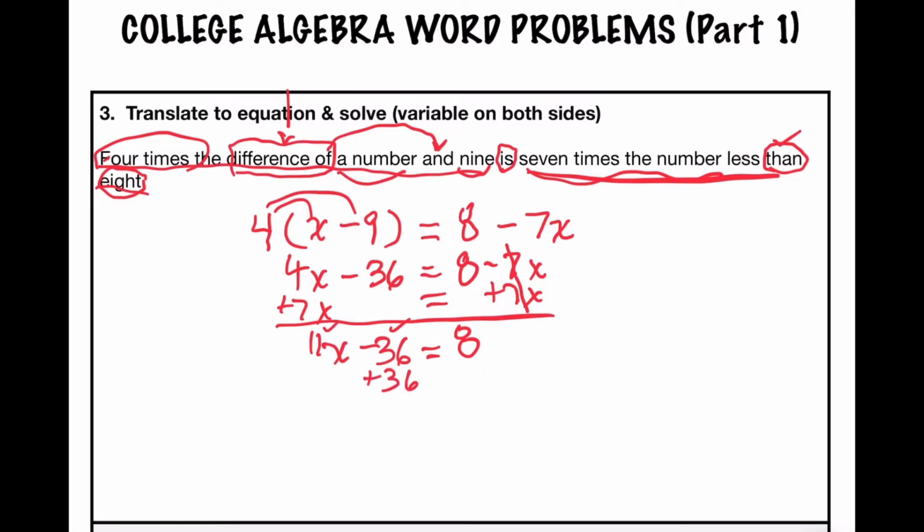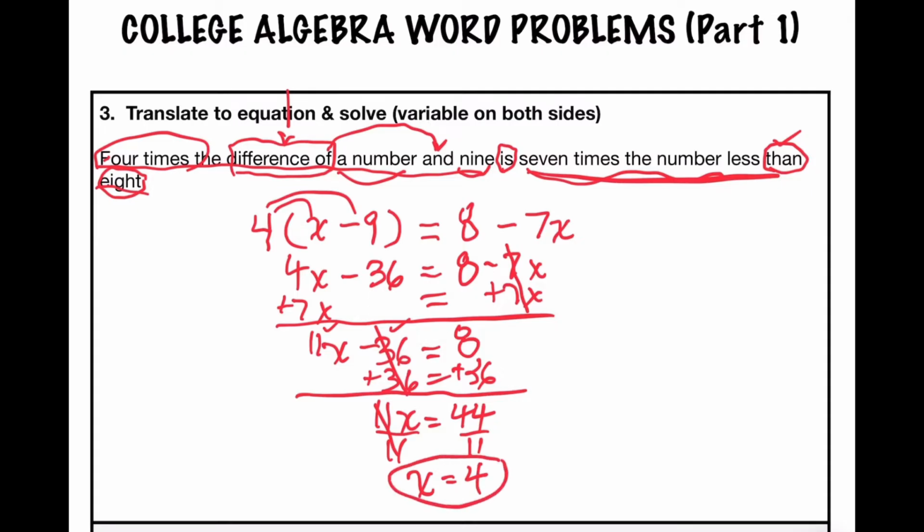So I'll add 36 to both sides. Negative 36 plus 36 is 0. 0 plus 11x is 11x. And 8 plus 36 is 44. Last step, divide both sides by 11 to make the coefficient 1. 11 divided by 11 is 1x, and 44 divided by 11 is a clean division of 4. So x will equal 4.